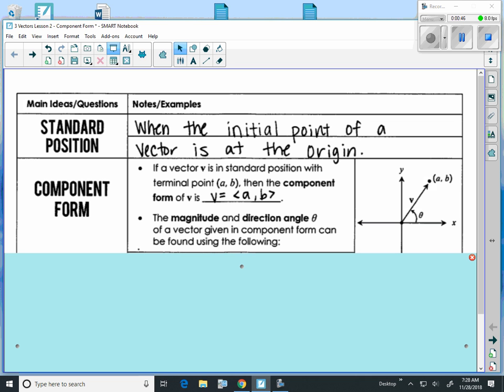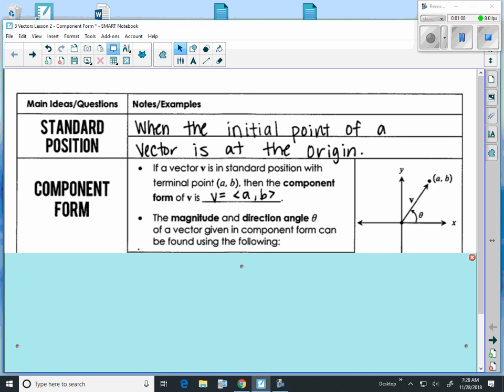a comma b, which is just an x and a y value, but we use the less than, greater than symbols to enclose it. We don't use parentheses. That shows that it is the component form of a vector. So if you see here, here's our vector. Okay, it is at the position, the origin.